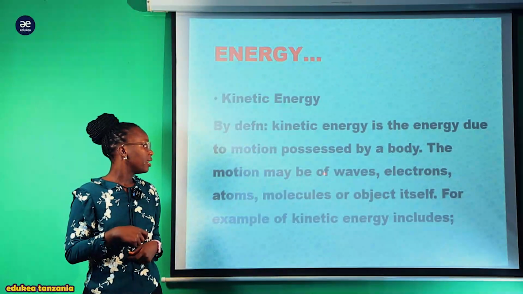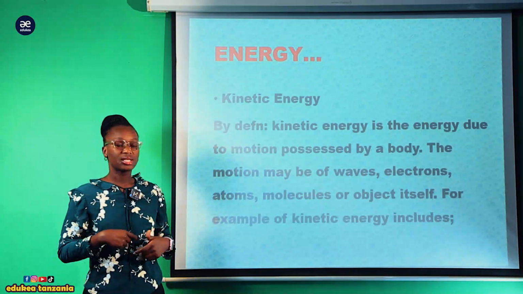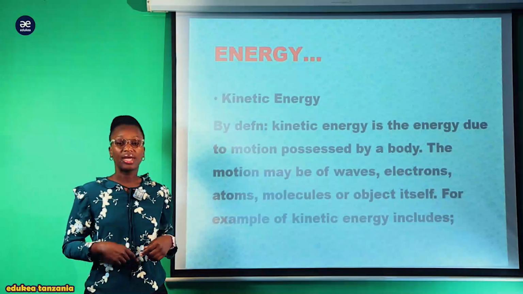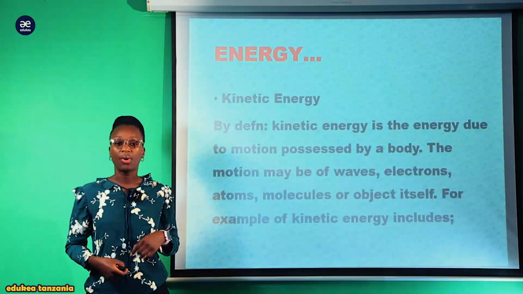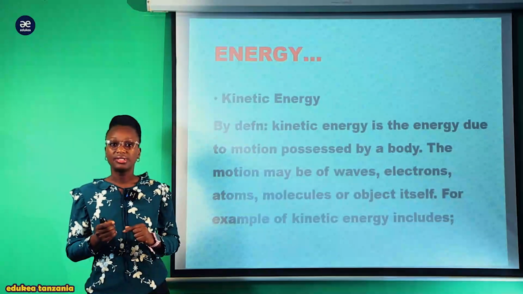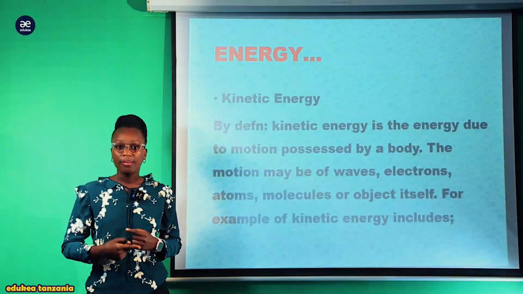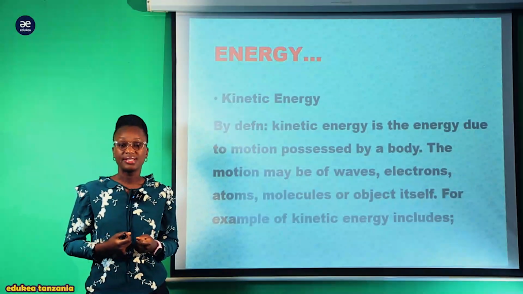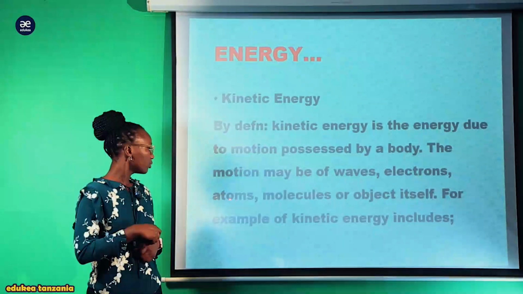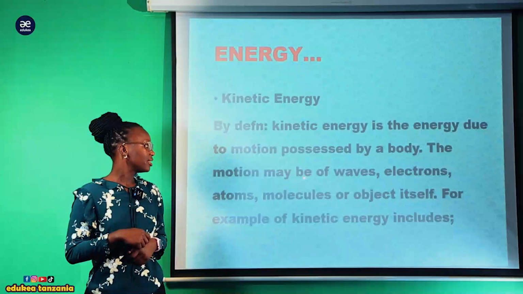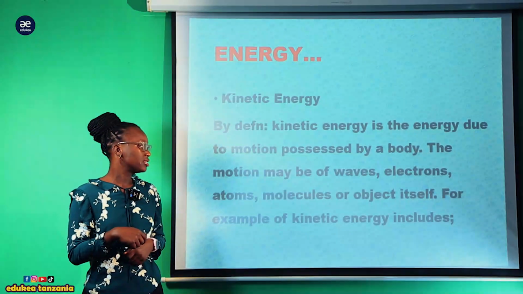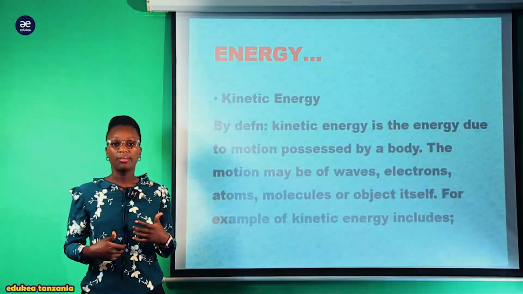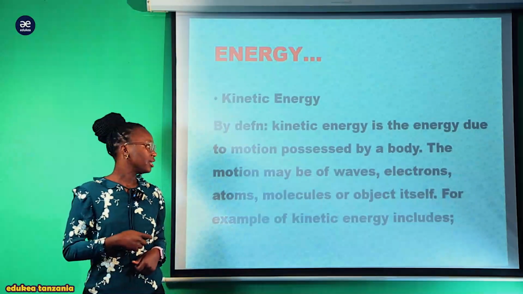The motion may be of waves. Inaweza ikawa ni motion ambayo iko in form of waves. Electrons, as you can see, the electrons tend to move from one place to another. They tend to rotate, they tend to move. So the movement of electrons is what we call kinetic energy. Atoms, molecules or objects themselves. Examples of kinetic energy include, tuone mifano ya kinetic energy.